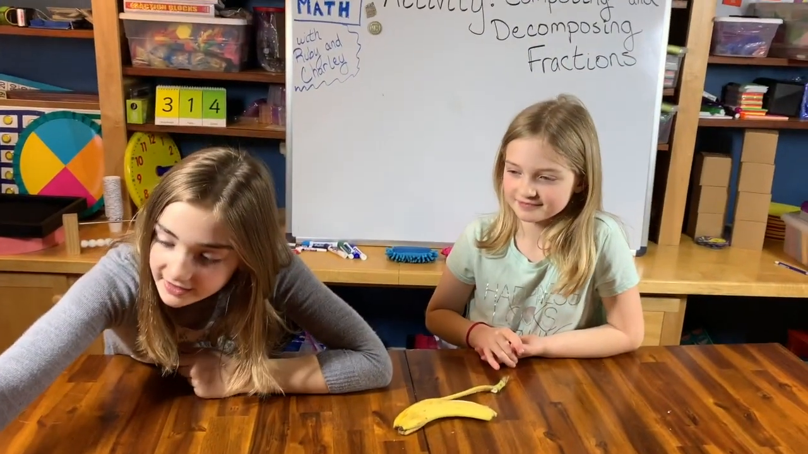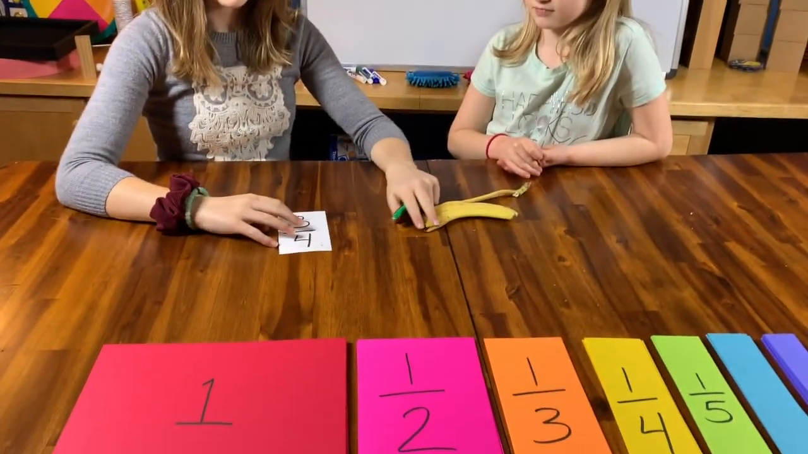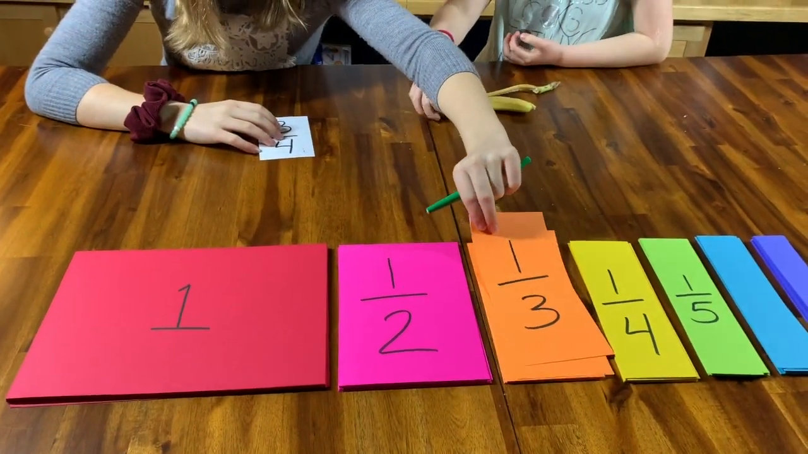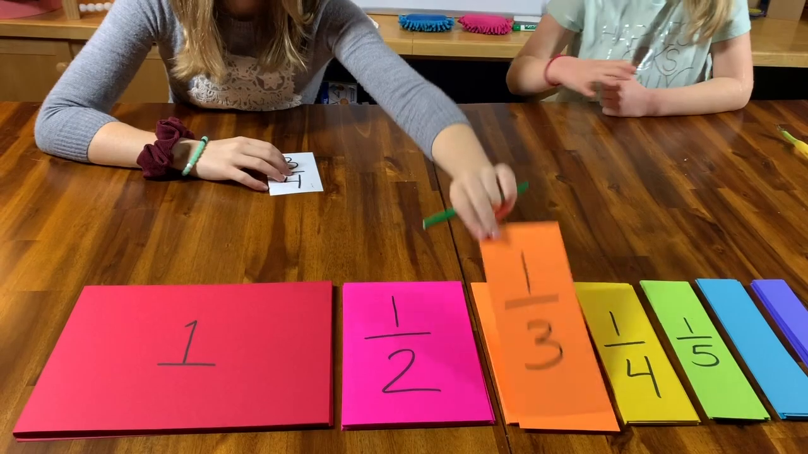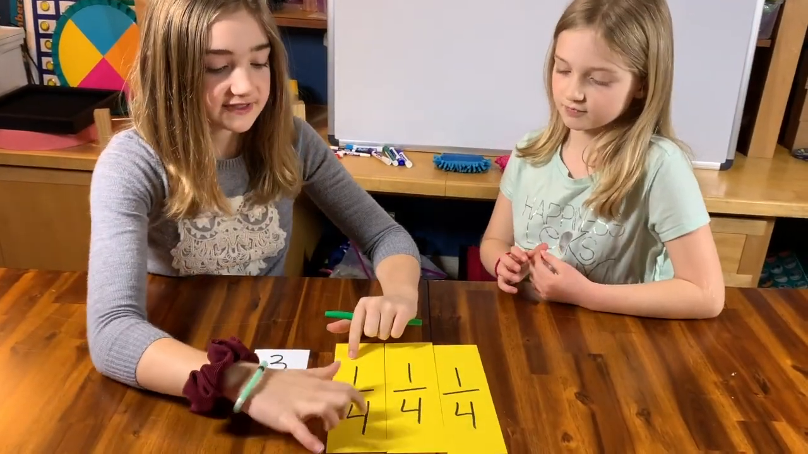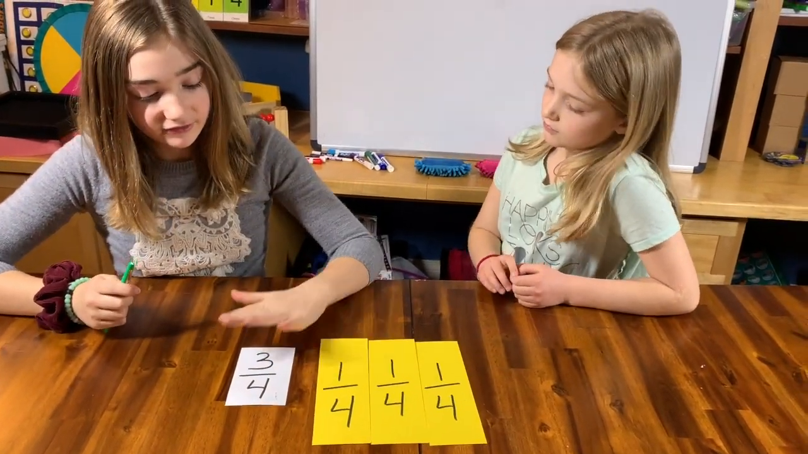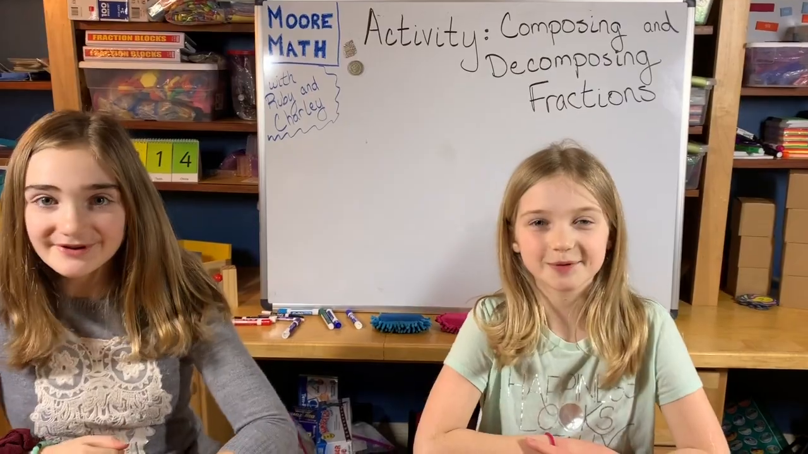For example, if we wanted to make 3/4, we would compose that and put that together by using 1/4 sized pieces. These are all 4th sized pieces. This is 3/4. Let's go to the board.